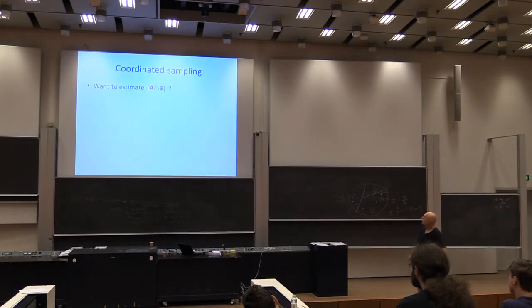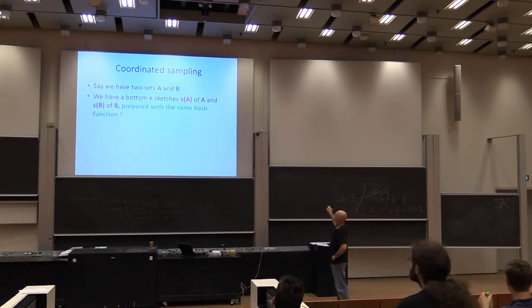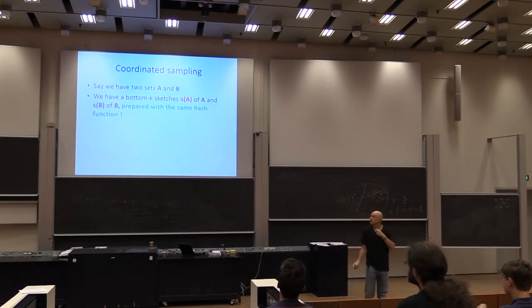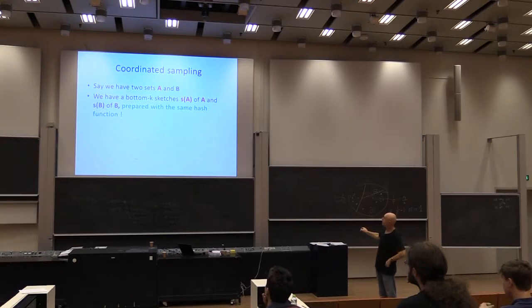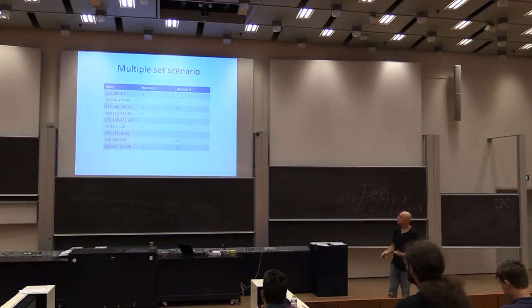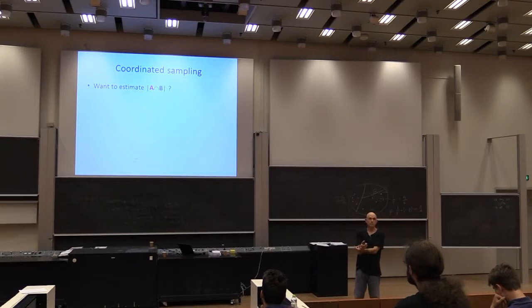For example, now you may ask, let me go to this example. I give you the sample of A, the bottom K sketch of A. This is the K smallest IP addresses that went to A. And this is the K smallest, with respect to the hash values, IP addresses that went to B. And from these two sketches, I want to estimate now the size of the intersection. I want to know how many IP addresses were seen both by router A and by router B. How do I do that?